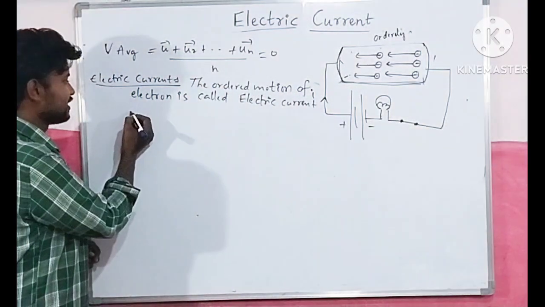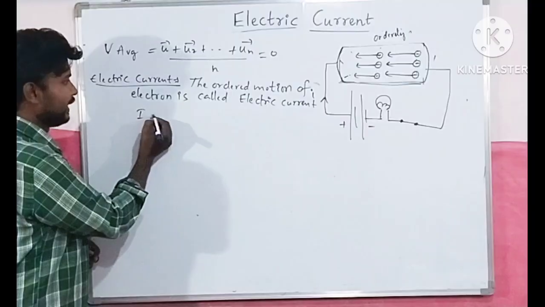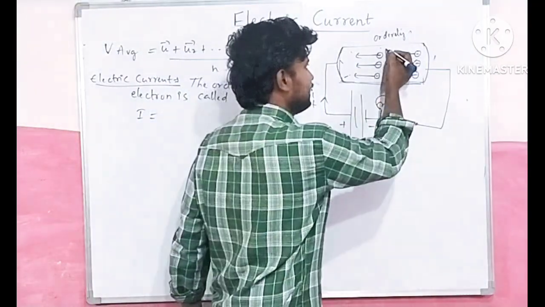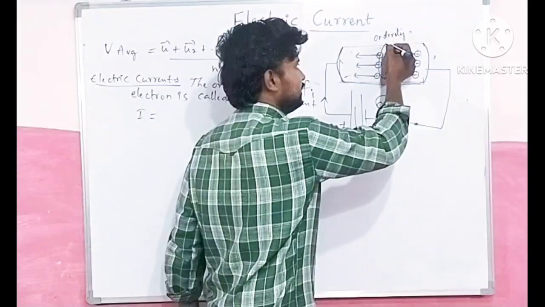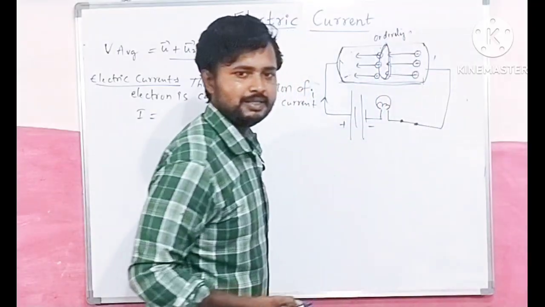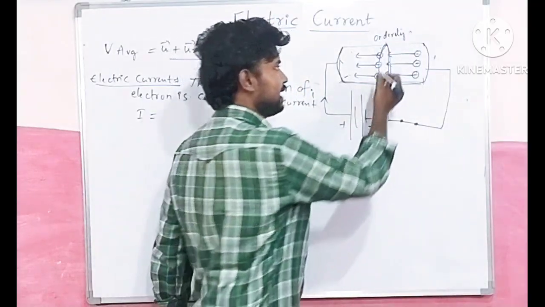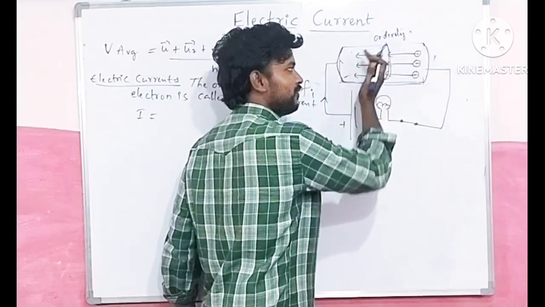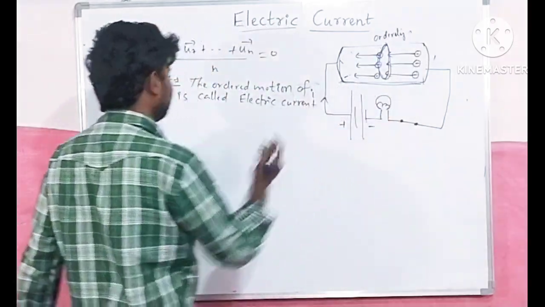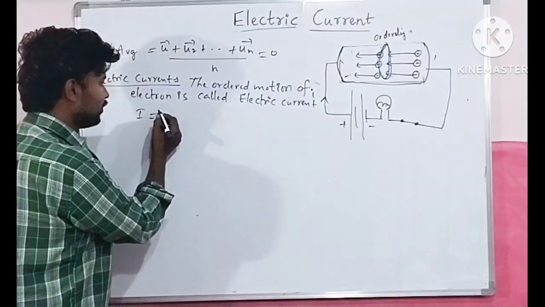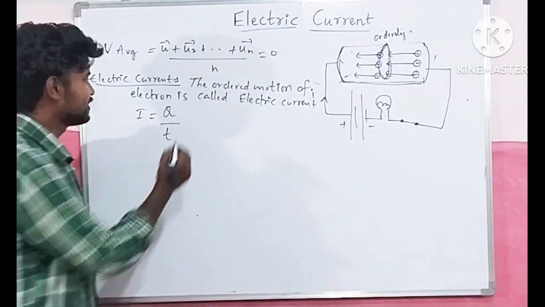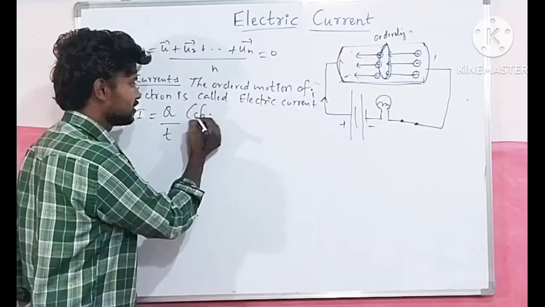So another definition is current I equal to the rate of flow of charge. For example, here I have taken a cross section area. How much charge is flowing through this cross section is called the current. So current I equals Q by T, where Q means charge.